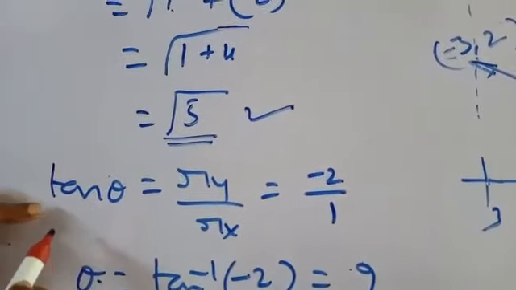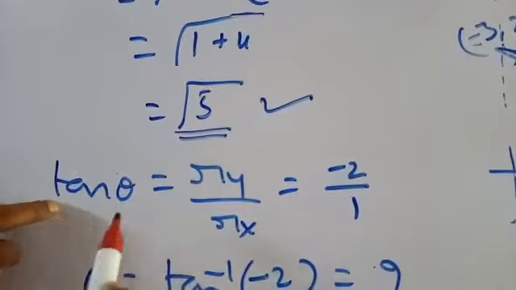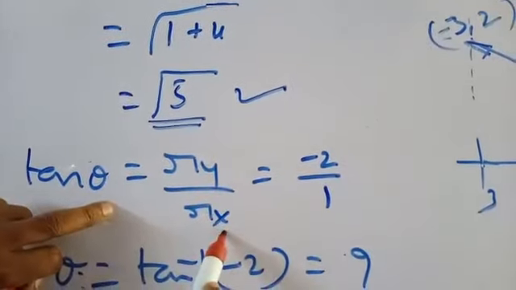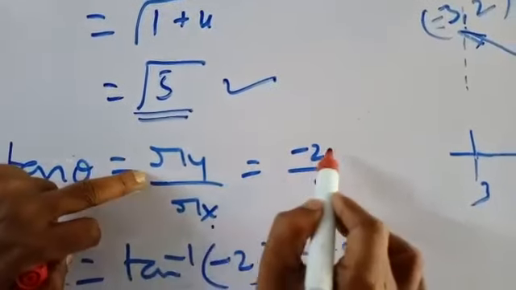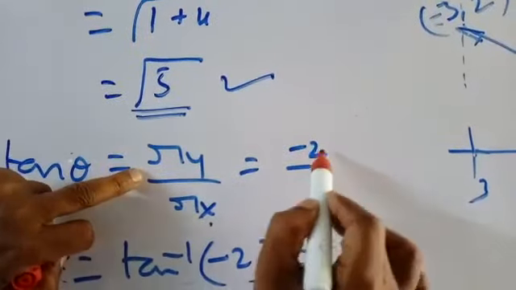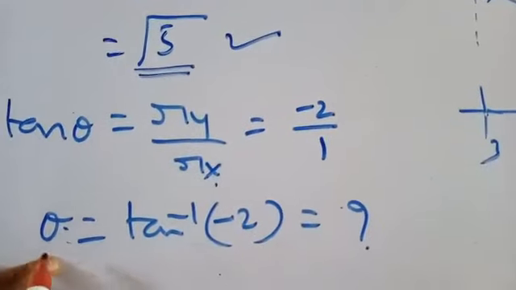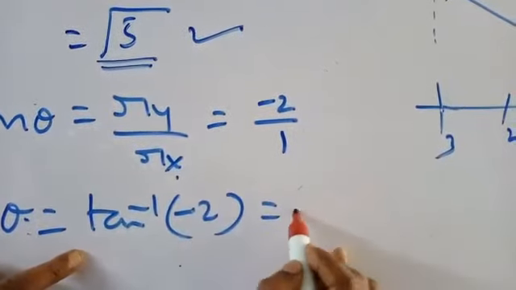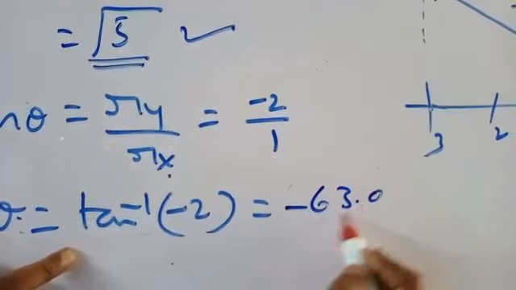Then you have to find out the direction of the 3 vectors. Tan theta is equal to Ry by Rx, where Ry is minus 2 and Rx is 1, so minus 2 by 1, that is equal to minus 2. So theta is equal to tan inverse of minus 2. I think approximately this value becomes 63 point something.